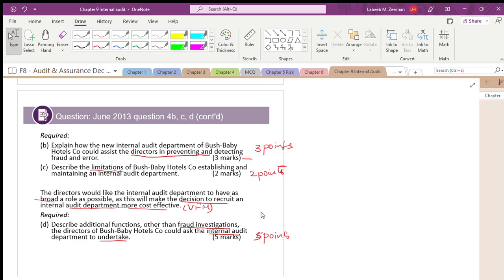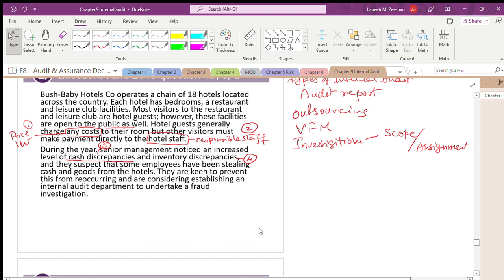Directors, other than fraud investigation, what can the directors ask the internal auditors to perform within the organization? They suspect that some employees are stealing cash and goods from the hotels. They are keen to prevent this from reoccurring and are considering establishing an internal audit department to undertake fraud investigation. By this you will get the answer you are expecting to write here.